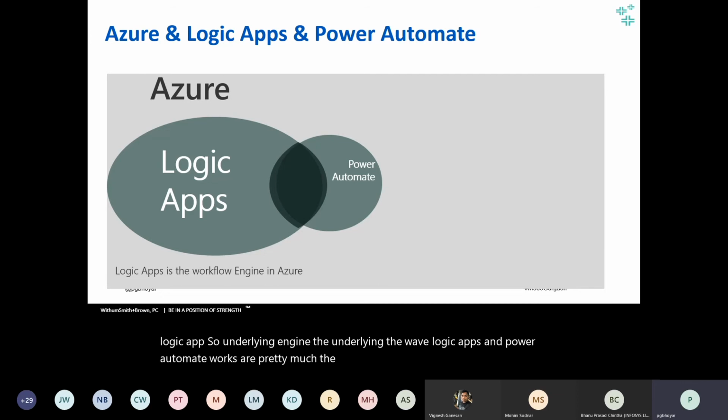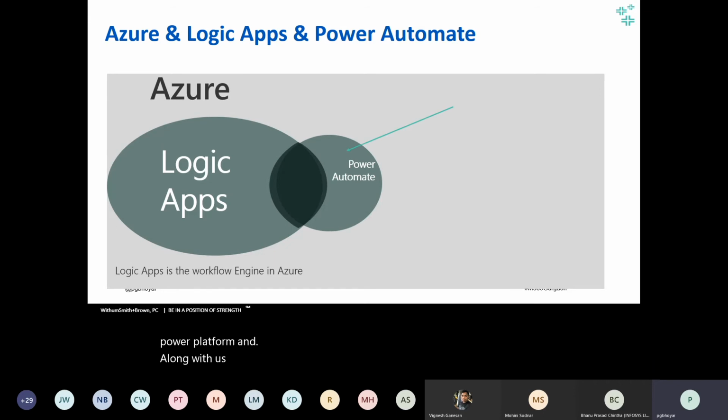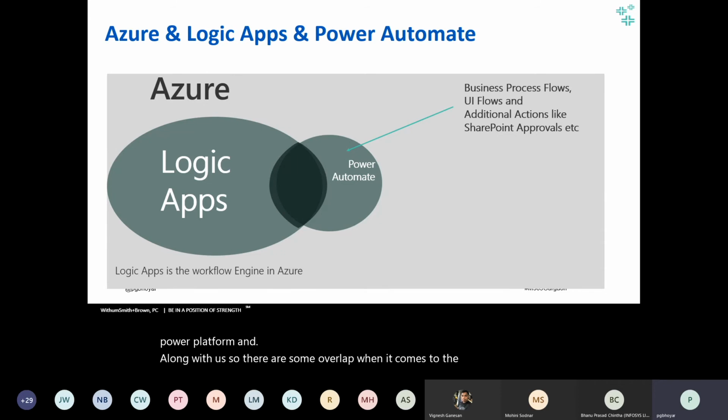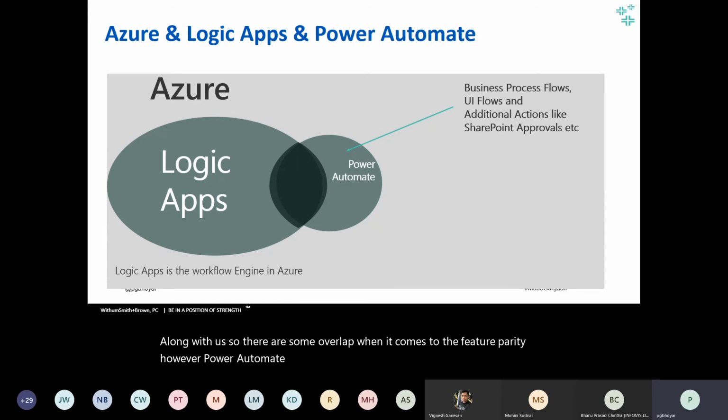However, Power Automate is part of Power Platform, so there is some overlap when it comes to feature parity. However, Power Automate also brings the UI flows, the business process flows, the SharePoint approvals and some additional actions as well. However, if you look at Logic Apps and Power Automate, the underlying principle, the way you develop them, is pretty much the same. However, the licensing and some of the actions that are there vary.